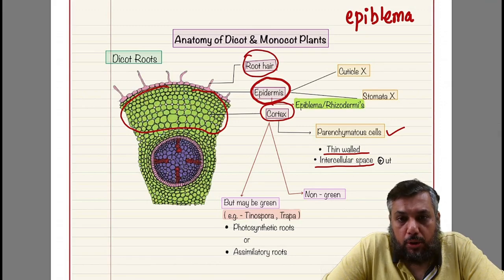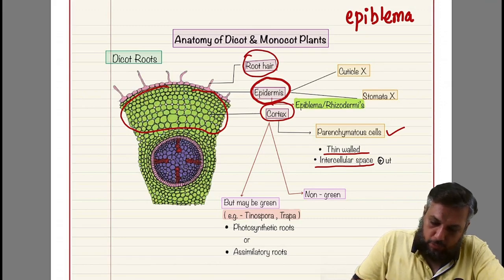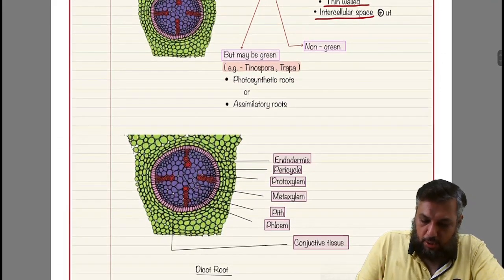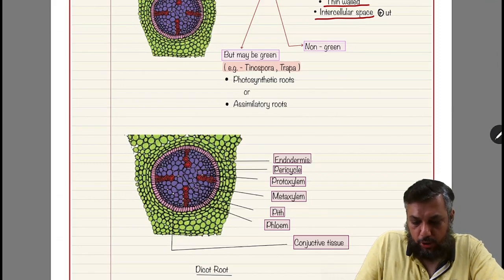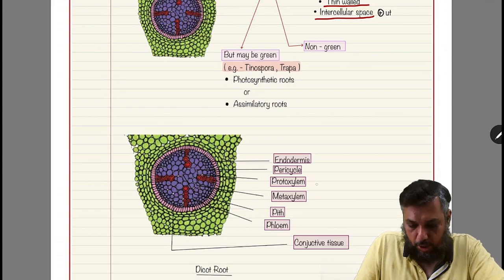So it is going to be non-green. There are very few plants where the roots perform photosynthesis, like Tinospora and Trapa. These roots are called photosynthetic roots or assimilatory roots. They show the presence of chloroplast in their cortical cells. It is followed by a single layer which is called the endodermis. And the endodermis is followed by the pericycle. Pericycle के बाद आएगा vascular bundles which include the xylem and phloem.